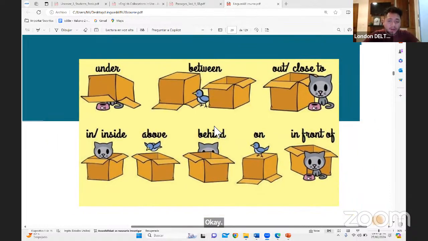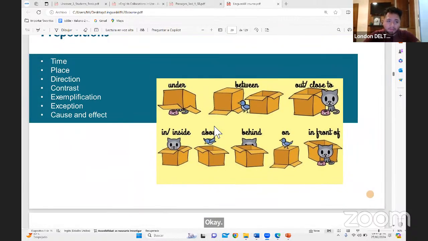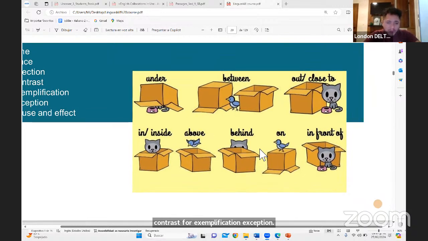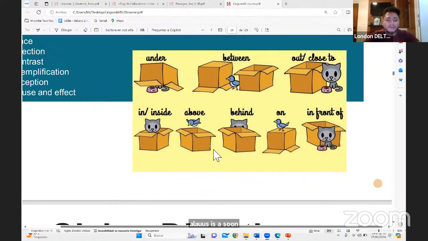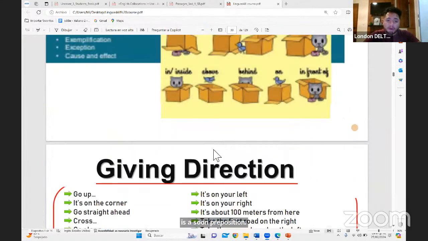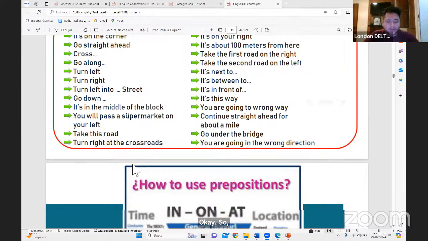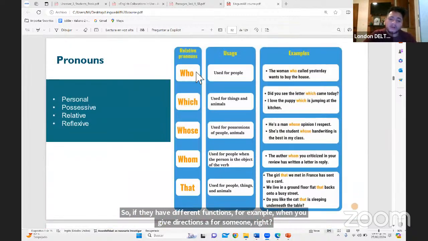Location, very well. Yes, there are prepositions of location or place, and there are prepositions of time. The most common are like the ones you see here, but we also have different prepositions for direction, for contrast, for exemplification, exception, cause and effect. Pero esas palabritas que tenemos acá, between, in, above, behind, on, up, generalmente son pequeñas palabras. Esas son preposiciones. Okay. So, and they have different functions. For example, when you give directions for someone, right? So, let's move on to the next one.